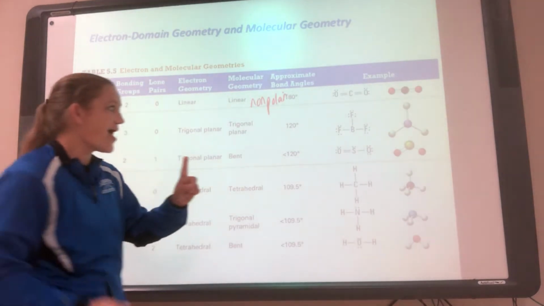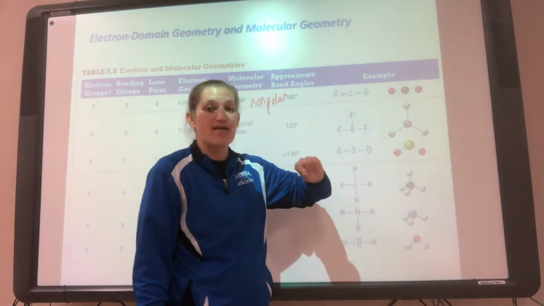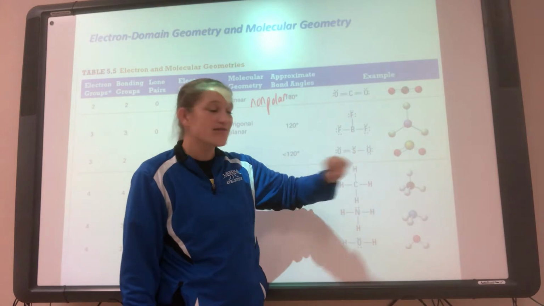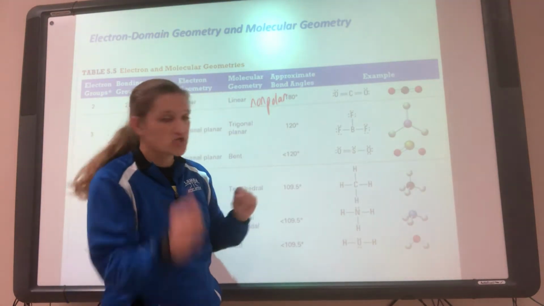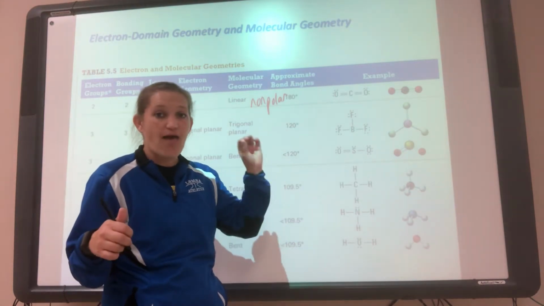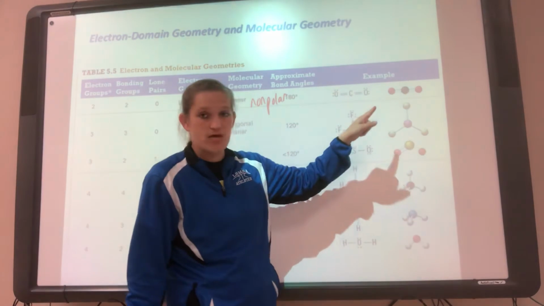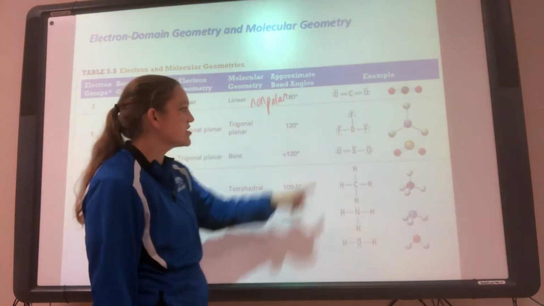Now, here's the caveat. This is only true if both of these elements are the same. So if they're not the same, then it goes from non-polar to polar. Okay? So make sure you write that down. Anything that's non-polar that we write, if their elements are not all the same, then it's automatically going to be polar. Okay?